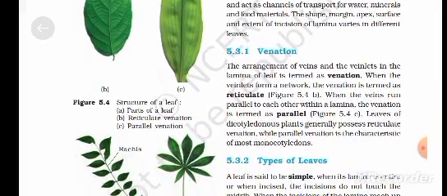Venation. The arrangement of veins and veinlets in the lamina of a leaf is termed venation. When the veinlets form a network, the venation is termed reticulate. When the veins run parallel to each other within a lamina, the venation is termed parallel. Leaves of dicotyledonous plants generally possess reticulate venation, while parallel venation is the characteristic of monocotyledons.